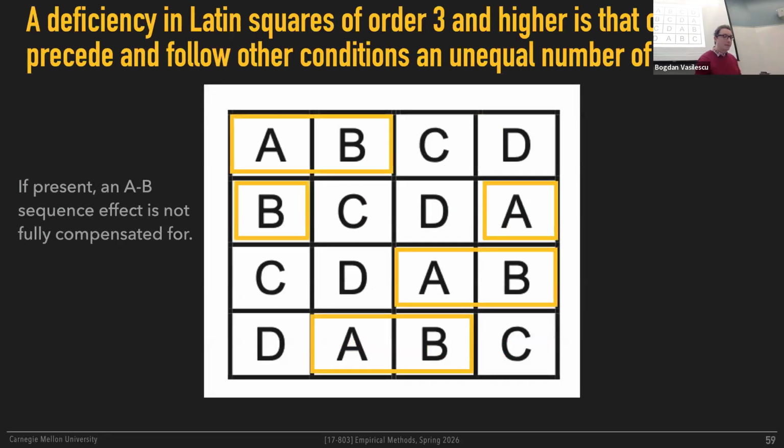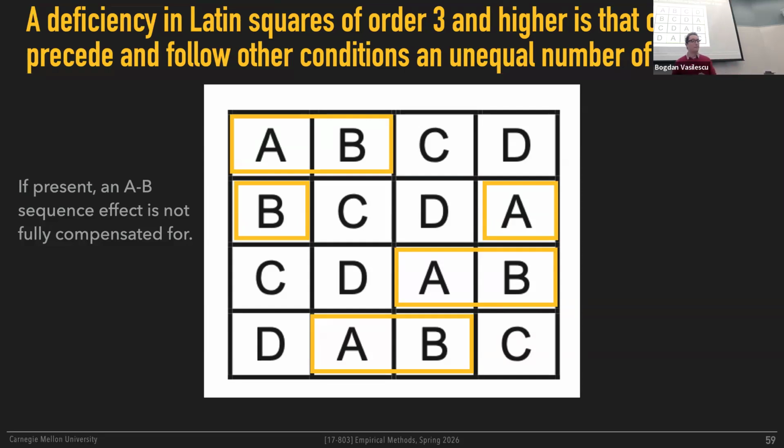With something like this, conditions precede and follow each other an unequal number of times. I think that's fundamentally what you're saying. Right, so the A-B sequence here is more common than the B-A sequence. Right, and that's true of others as well.